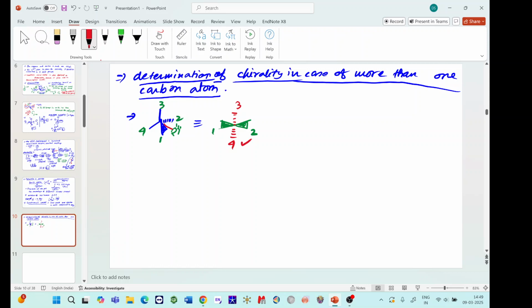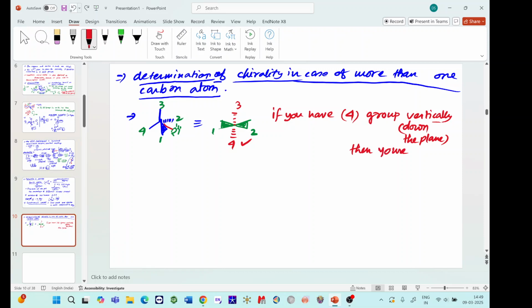Now in this way, if you have your least priority group vertically, means down the plane, then your R or S configuration is same. This is case 1.